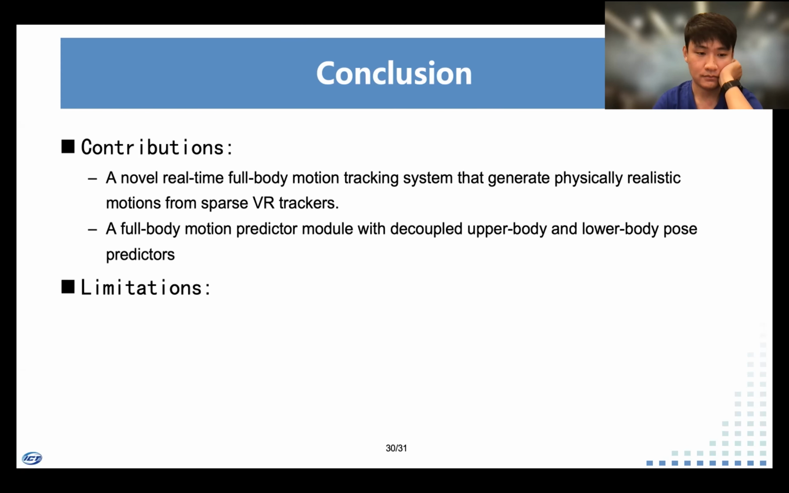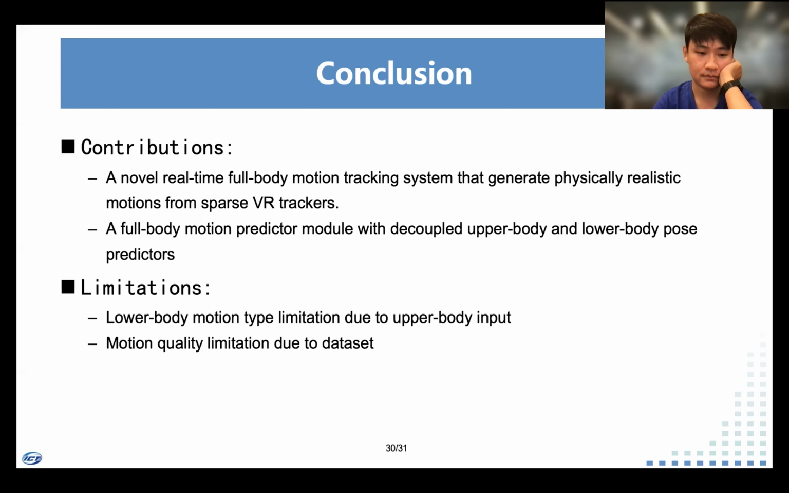First, our system only predicts lower body motions that are the most probable according to the upper-body VR trackers. Special lower body motions such as kicking are hard to predict using such limited information. Second, while our decoupled pose predictor module is robust to unseen upper-body motions, the performance of the lower body pose predictor is still limited by the training data.